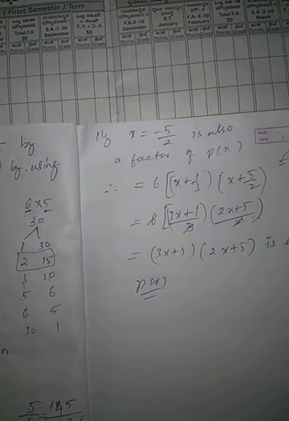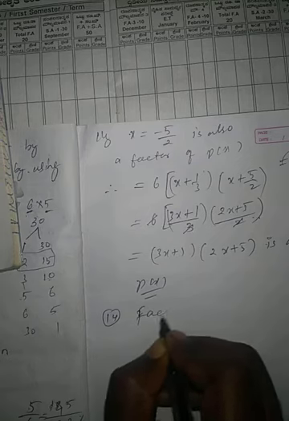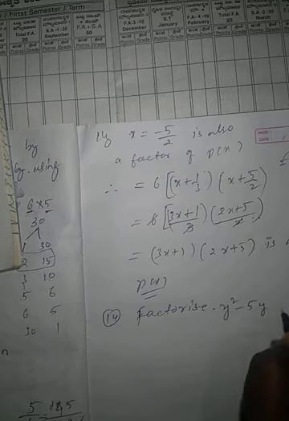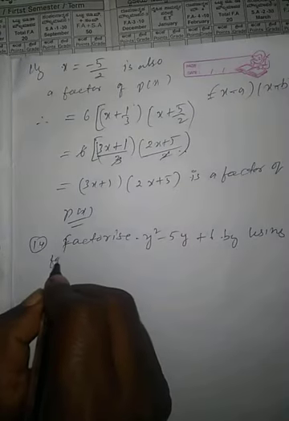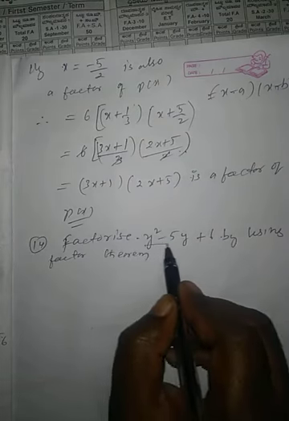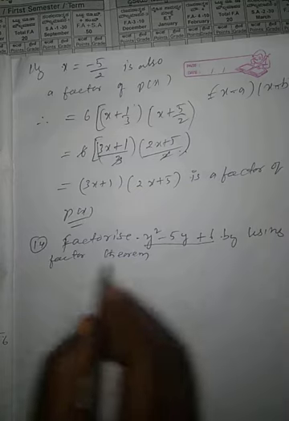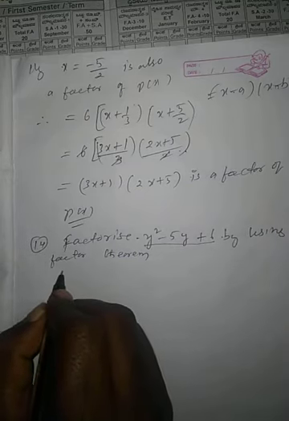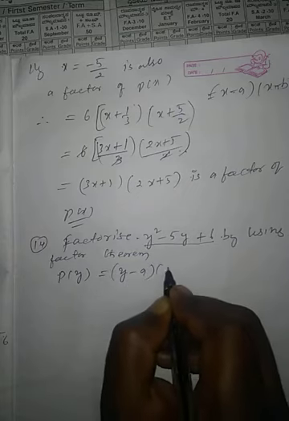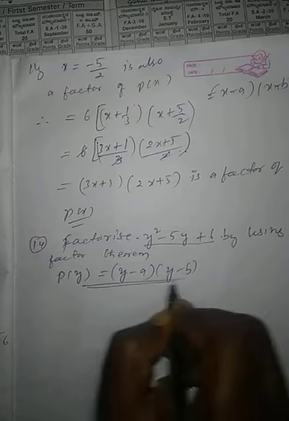Let us see another question, example 14. Factorize y squared minus 5y plus 6 using only the factor theorem. So here it is y squared minus 5y plus 6. So that is p of y, which is equal to y minus a into y minus b. This is the form of the factor theorem.